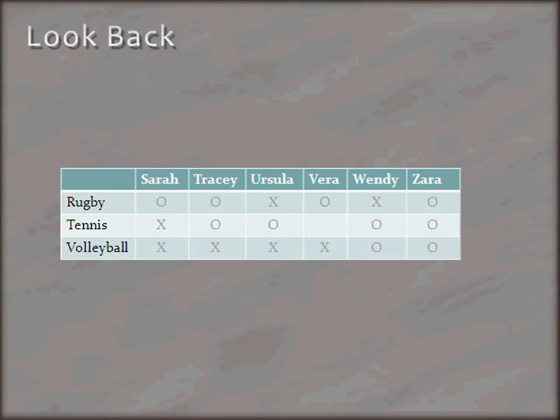If we think back to the information we were given, 6 statements that related maybe 1 or 2 girls to each other or to a sport at a time, this schematic helps us to uncover all of the relationships between the girls and the sports. For example, we can say 4 girls play rugby. We can also say that only 2 play volleyball. We can determine who plays sports together. Wendy and Zara play 2 sports together. Zara, Sarah, and Tracy each play rugby together, but Zara plays more sports with Tracy than with Sarah.